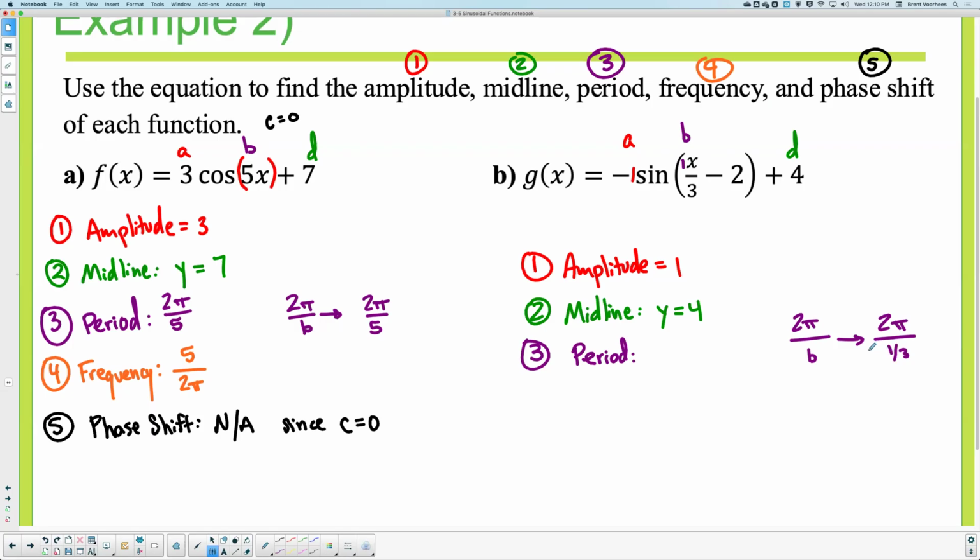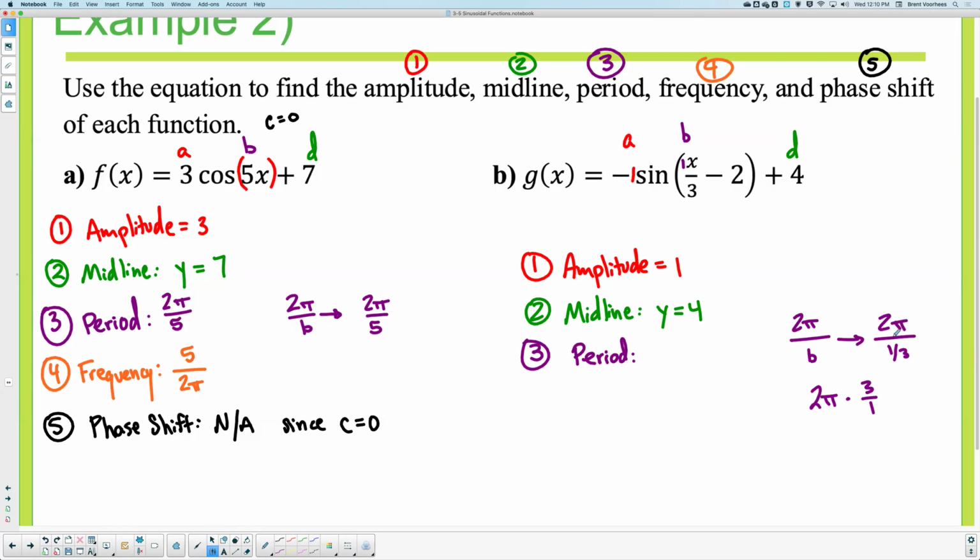Do you know what to do when you're taking a number and dividing by a fraction? Do you remember? I'll call it an 8th grade rule. I don't know if it's actually 8th grade, but it was a long time ago you learned this. You don't multiply by 1/3. You multiply by its reciprocal. So you take 2 pi and you multiply by 3/1.